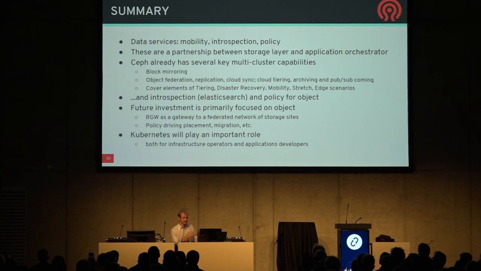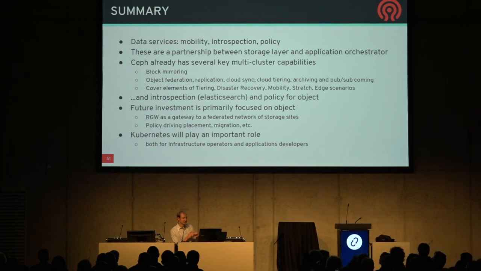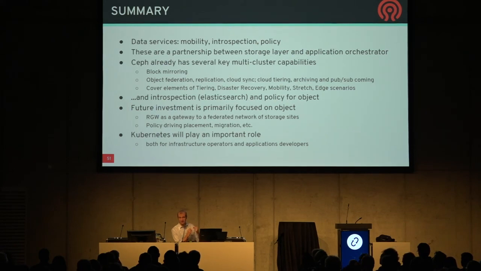Ceph already has many key multi-cluster capabilities. So we have mirroring for the block storage. In the object space, we have federation, replication, cloud sync. Tiering and archiving are coming soon in the Nautilus release. And so this set of capabilities covers components of the tiering, disaster recovery, mobility, and stretch use cases. We also have some of the introspection covered with the RGW indexing of your object store, so you can do queries on what data you have.